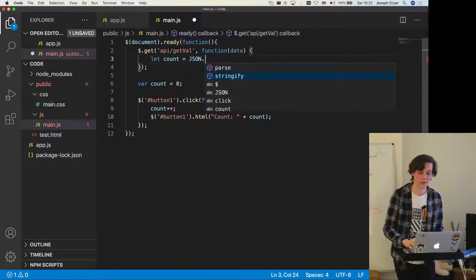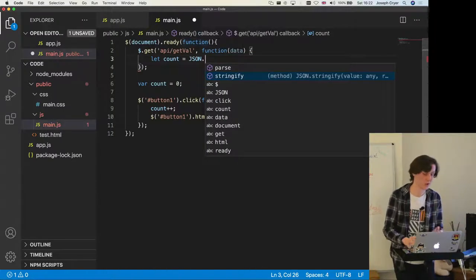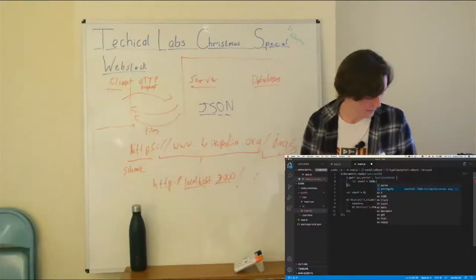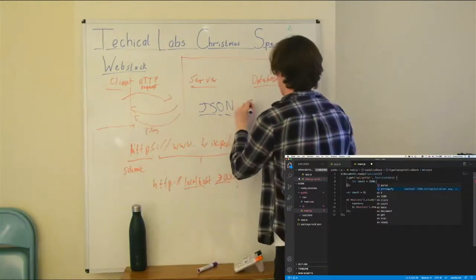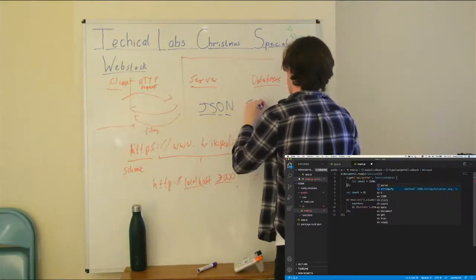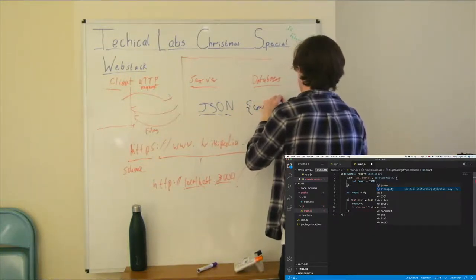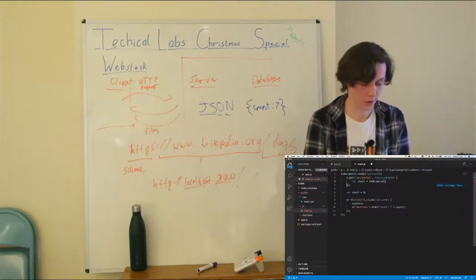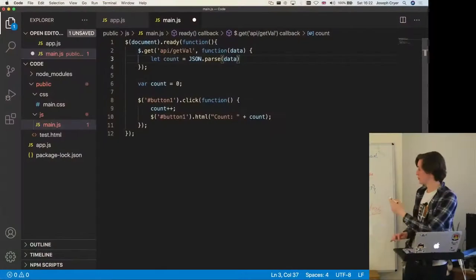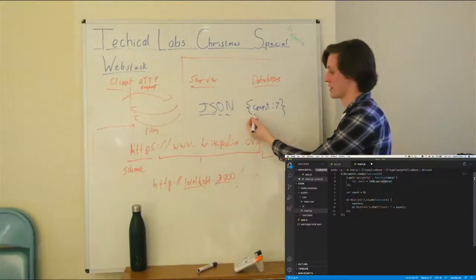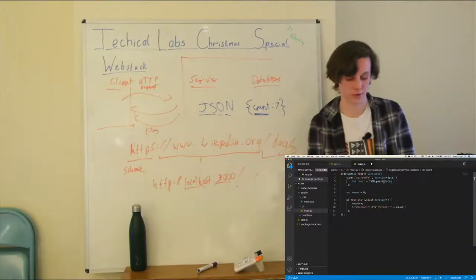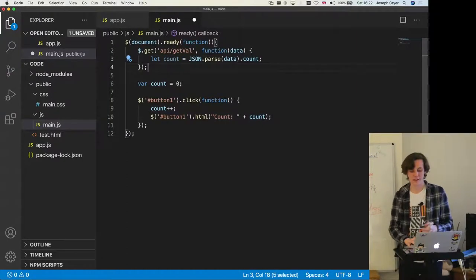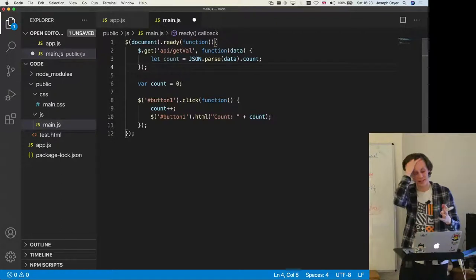So let's pass the string, the text that's being sent to us. We know the text is being sent in a JSON format, so we know it's this format. So we're going to run JSON.parse on data, and then if we request the value of count, so if I write .count, this count value will be set to 7, because we've read in the data.